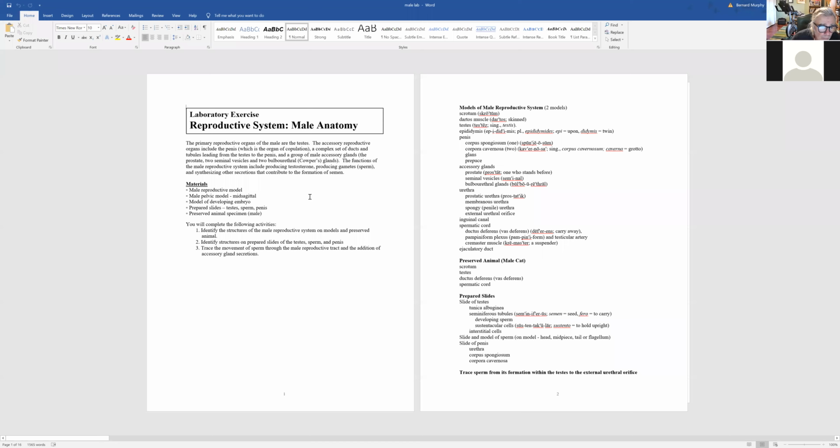A model of developing embryo. That's really mostly the next chapter, chapter 29. So this is going to be both chapters, the reproductive anatomy and then development, which is the very last chapter. One model for that. I'm not going to do any slides, and for the preserved animal specimens, I'm just going to show you a couple things.